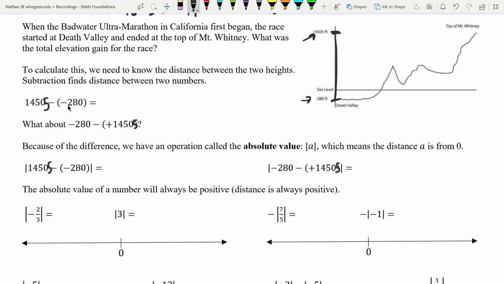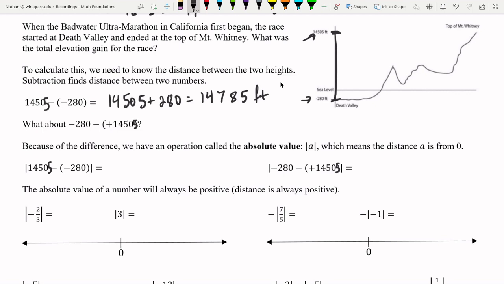14,505 minus negative 280, right? 280 is a negative, and then the subtraction is for the distance. Minus a negative becomes a plus. And adding those two numbers together gives us 14,785. So it's a 14,785 foot increase in elevation.